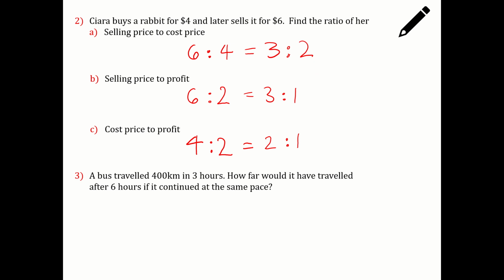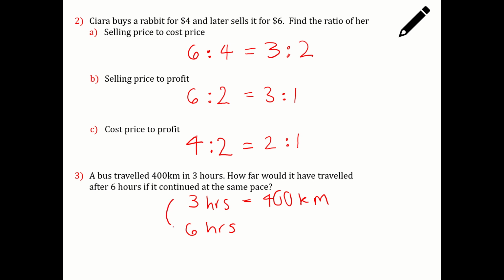All right, a bus travelled 400 kilometres in 3 hours. How far would it have travelled after 6 hours if it continued at the same pace? So we're looking at 3 hours. It travels 400 kilometres. And I want to know how far, if it was going at the same pace, it would get in 6 hours.